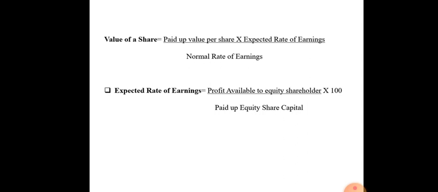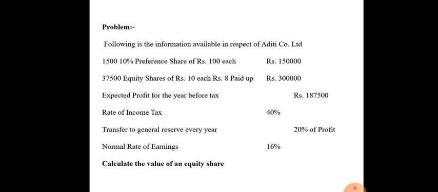Now how to ascertain this expected rate of earnings? Profit available to equity shareholders into 100, divided by paid up equity share capital. This is the formula for the ascertainment of the expected rate of earnings. The profit available to equity shareholders will be mentioned in the problem; otherwise, if it is not given, you have to find out that profit. In the next slides, just see the problem related to the valuation based on the rate of earning.